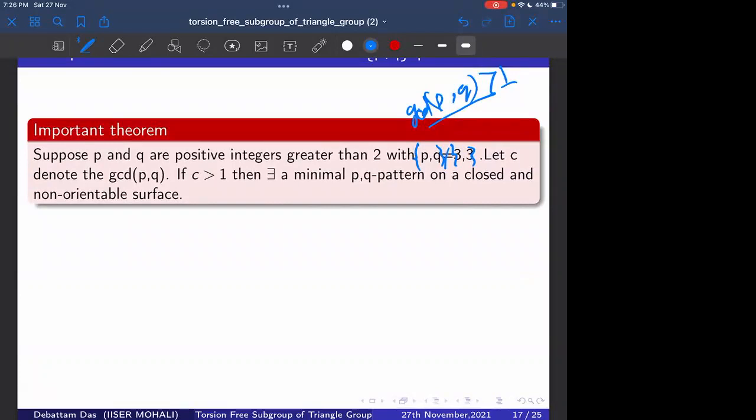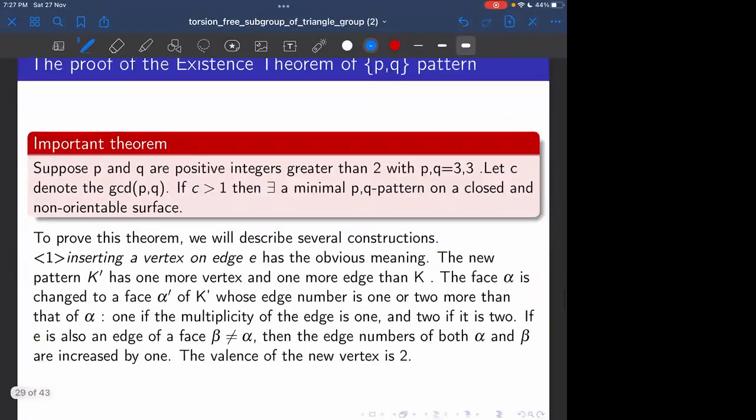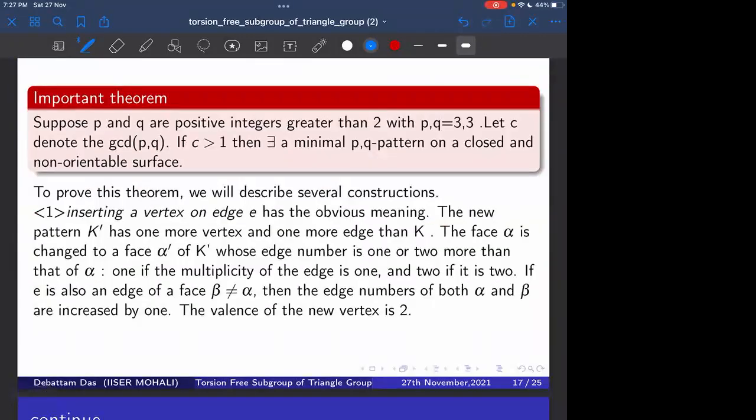So this is an important theorem. How can we construct the PQ patterns? We insert a vertex in any edge E. Then the edge number of the face will increase by 2, and if the edge does not belong to one face, then two faces have their edge number increased by 1.